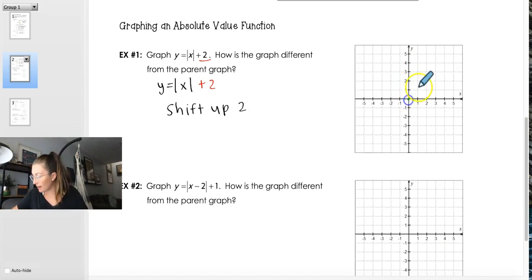So again, you guys should know what your parent graph is. I'm just going to put dots for my parent graph. So remember, it's this V that goes perfectly kitty corner. Okay, so that green one is my parent graph. And all I'm going to do with all of these points is I'm just going to take each point and I'm just going to shift them all up 2. So this one up 2, here, and here, and here, and here. Okay, so each one of my points shifted up 2, up 2, up 2, up 2, and that's my new graph. Let's go ahead and connect that.